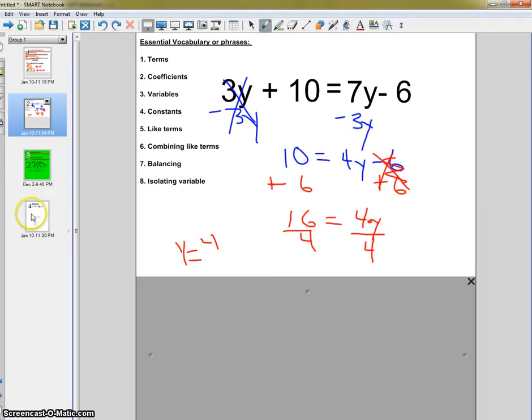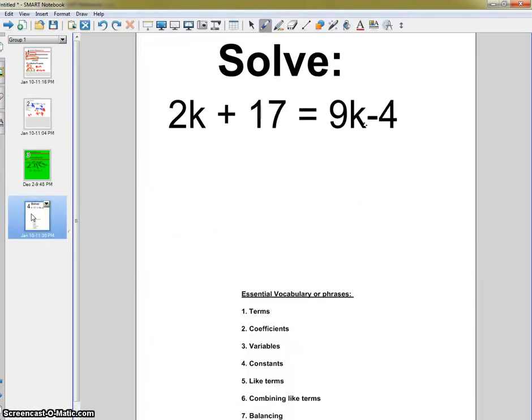Here's the one that you can try. 2k plus 17 is equal to 9k minus 4. Try this one out.